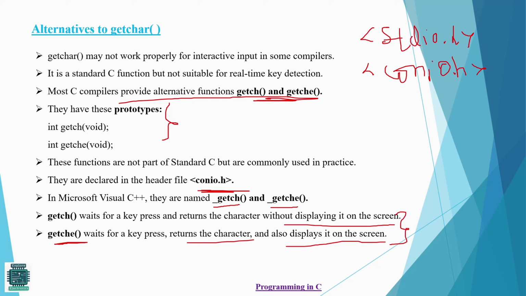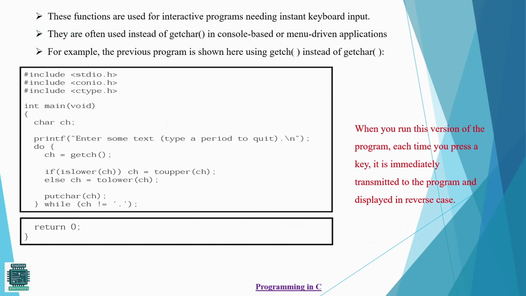This is the function of both getch and getche. Now these functions are used for interactive programs needing instant keyboard input. They are often used instead of getchar in console-based or menu-driven applications. This is one application of that function. For example, the previous program is shown here using getch instead of getchar.